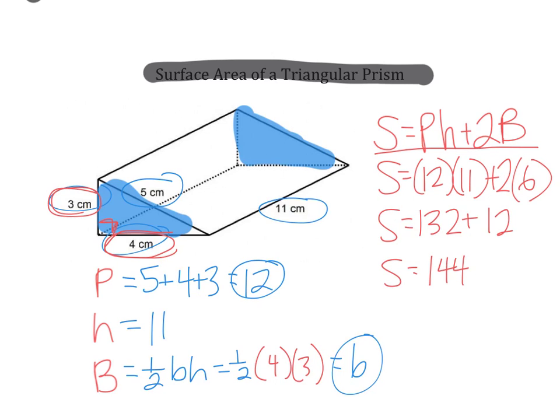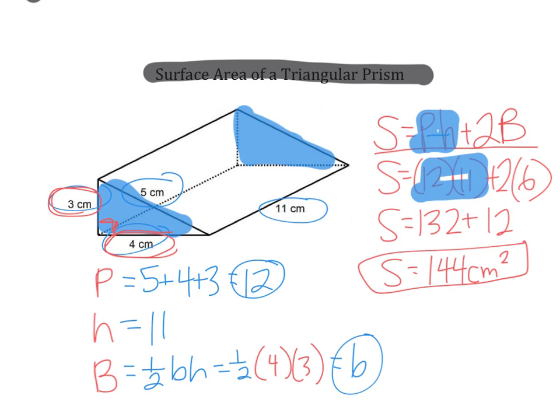So that would be my total surface area, and my units are centimeters, and it's always square units when you're looking at area measurements. Now, in blue, I'm just going to highlight, if you had only done the lateral area, that would not include the bases, so all you would be doing is this PH part, perimeter of the base shape times the height. So again, that would have just been the 12 times 11, or just the 132. But since I found the total surface area, I'm also adding the area of those two bases on. And that's how you find the surface area of a triangular prism.